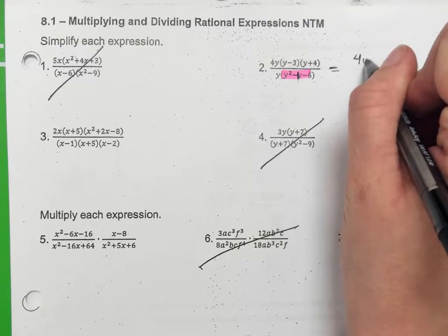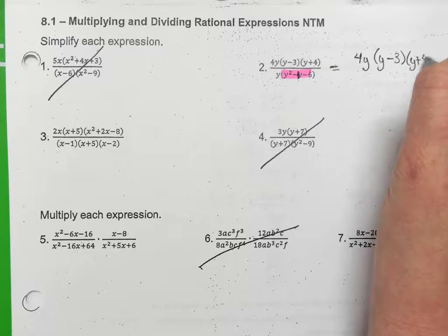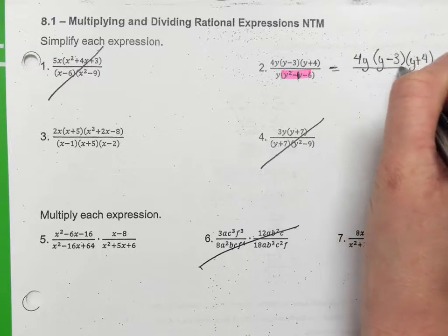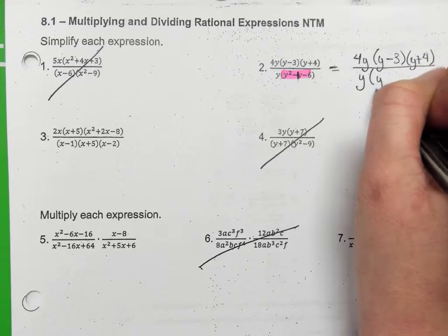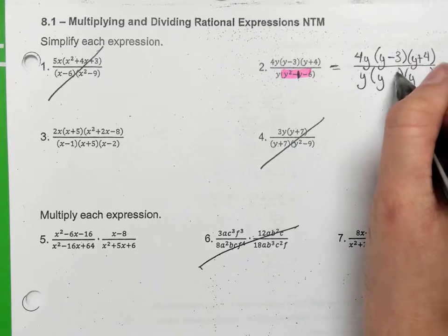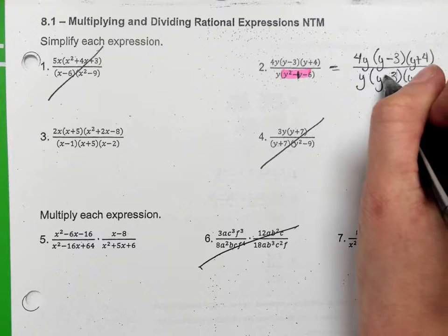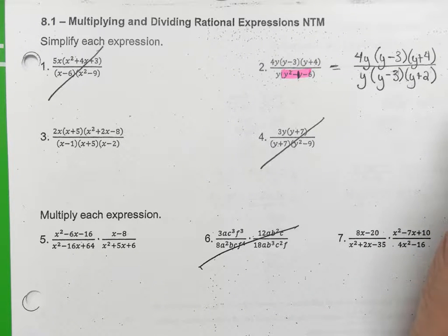Alright, so on the top we have 4y and y minus 3, y plus 4. And then we have just a y. And let's factor that bottom piece. So the factors of 6 that add or subtract to be 1 are -3 and +2.